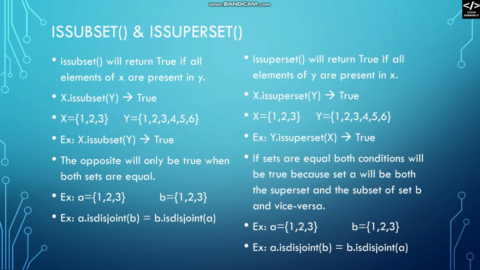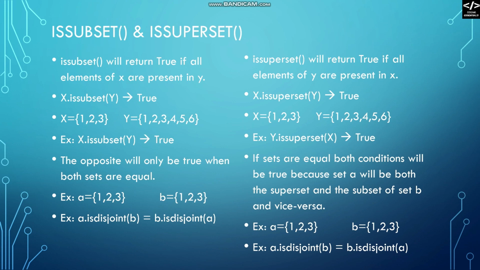Let's take the below example. X is 1 comma 2 comma 3 and y is 1 comma 2 comma 3 comma 4 comma 5 comma 6. So x is the subset of y. So x dot is subset of y would give true, but y is subset of x will give false because it is not a subset, it is a superset of x.